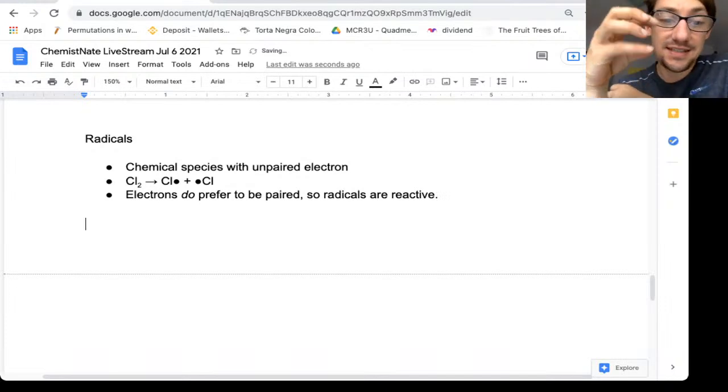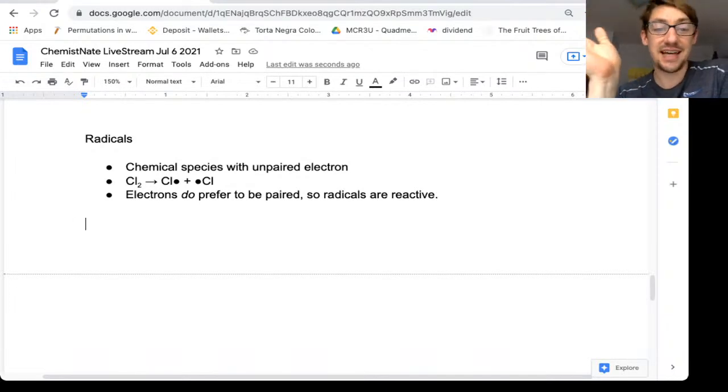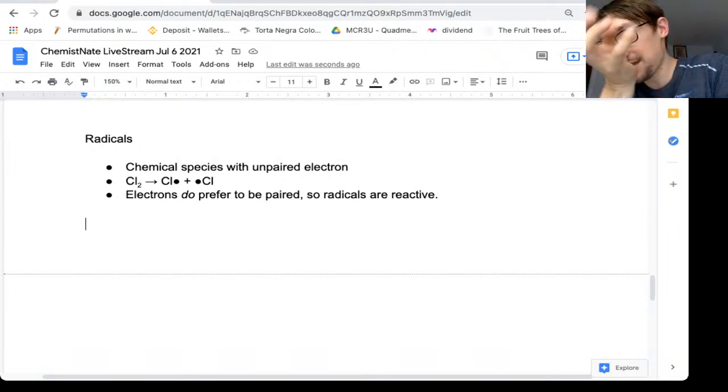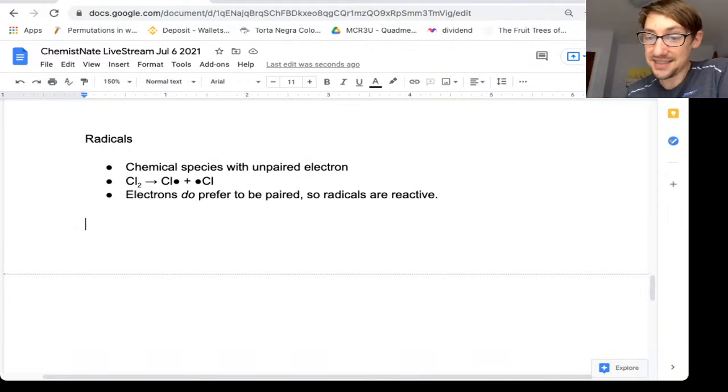In the case of these Cls, this is how we get some polymerizations happening. You can get a chlorine to react with an alkene. It becomes a radical. It reacts with another alkene. It becomes a radical, and over again. Yeah, someone says unfilled valence shell.